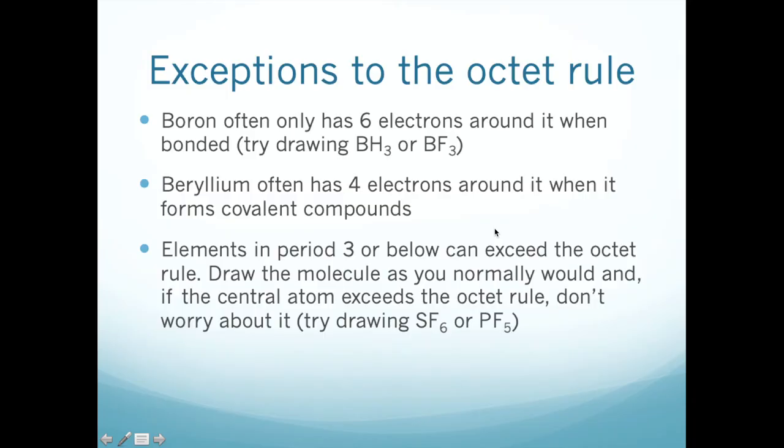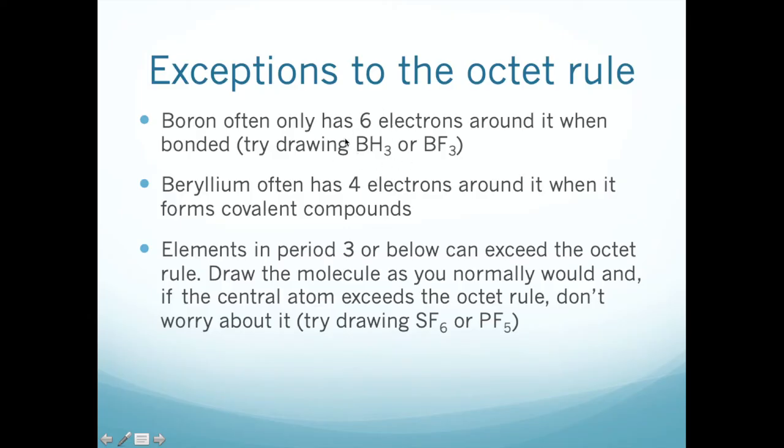I mentioned some exceptions to the octet rule. Well, here they are. With boron and beryllium, these are two small atoms, so it's possible for them to go under the octet rule. A lot of boron compounds only have 6 electrons around the boron, which yields some really interesting chemistry. That shortage of electrons on boron allows you to do some interesting reactions using boron as one of your reactants. Usually a borane, which is a derivative of BH3, boron trihydride.